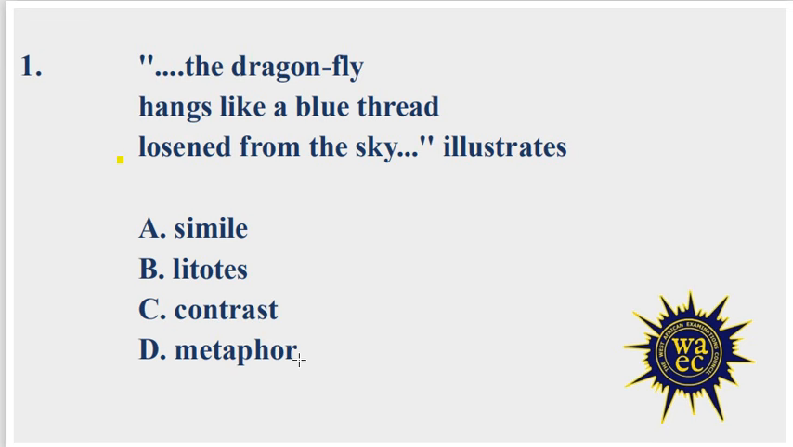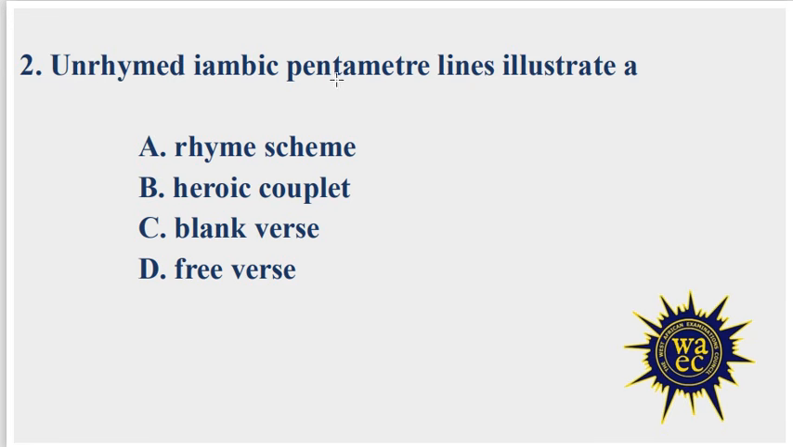Now let's come back to the extract. The dragonfly hangs like a blue thread. Hangs like a blue thread. That is, we are comparing the dragonfly with a thread, with a blue thread. That is option A, because we use like. Let's highlight the word like. Hence, the correct option is simile, option A. The dragonfly hangs like a blue thread loosened from the sky illustrates simile.